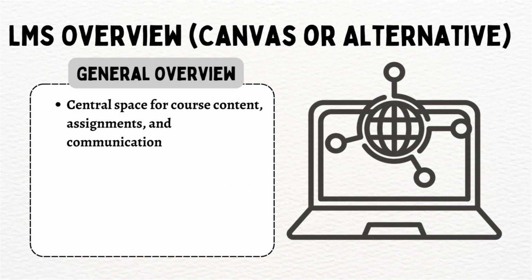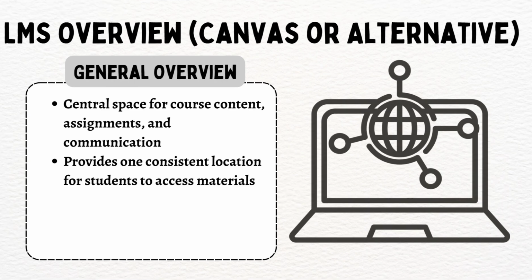An LMS, like Canvas or another platform, serves as the central hub for your course. It's the main place where students access course content, submit assignments, and receive important communication from the instructor, all in one space. Using a single, consistent location for materials helps students know exactly where to go when they log in, rather than having to search through emails or multiple tools.